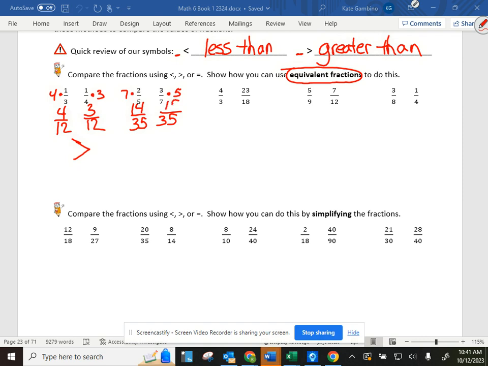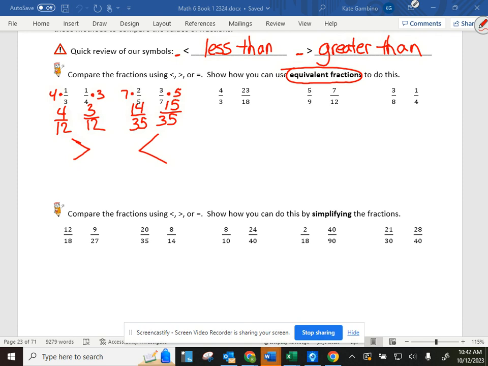15. So when I looked at 2/5 and 3/7, I really wasn't sure which one is bigger and which one is smaller. But if I look at 14/35 and 15/35, do I know which one my bigger number is? Which one's bigger? 14 or 15? 15 is bigger than the 14. So I know it's a less than symbol.